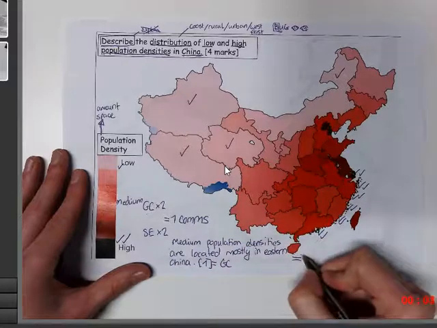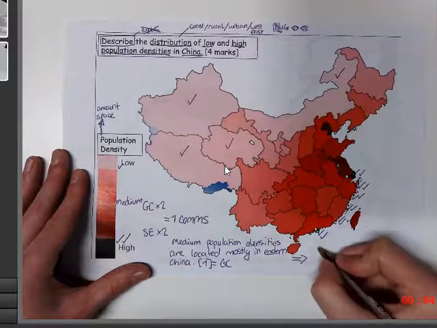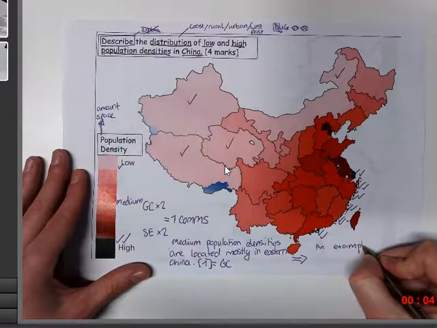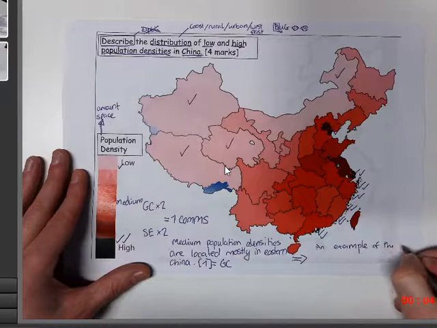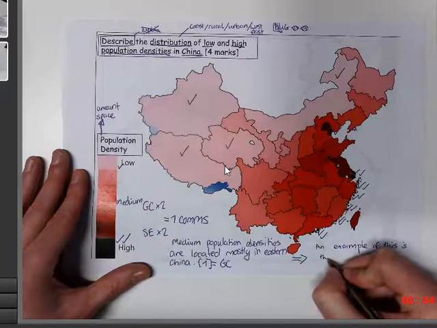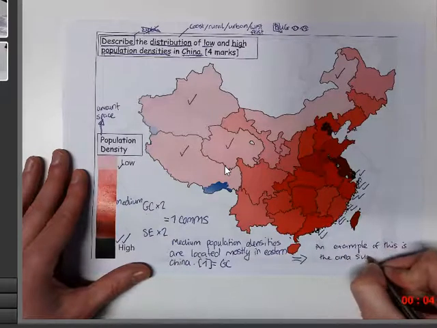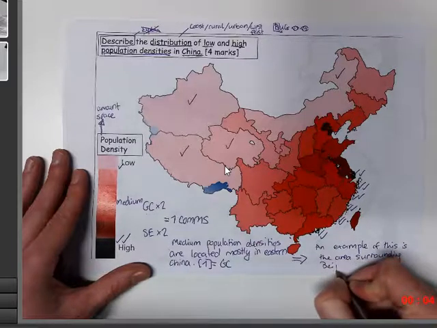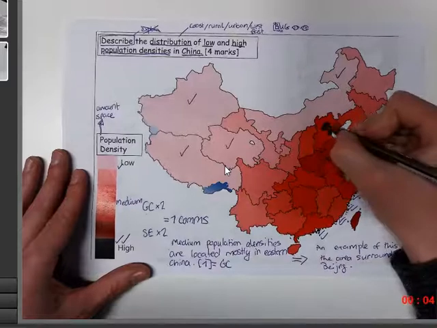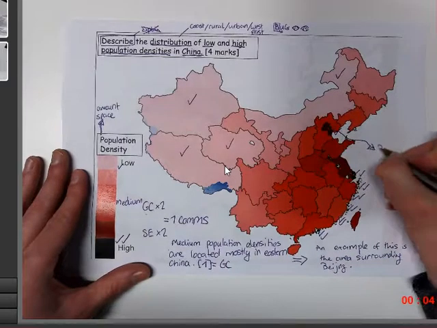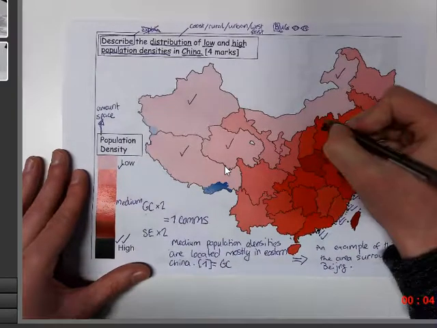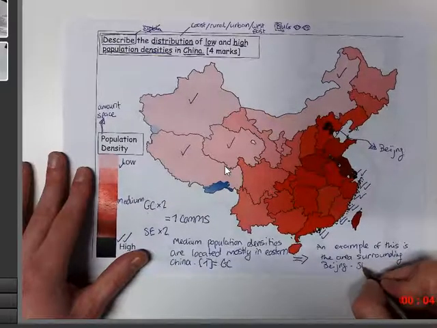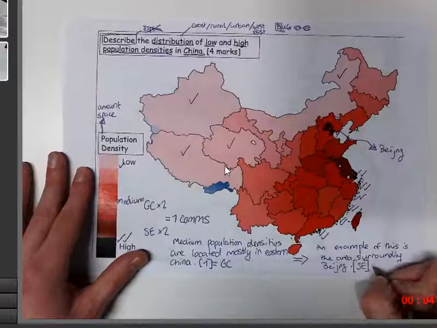Follow it up with your SE, and your SE is going to be an example of this. It is the area surrounding Beijing. And Beijing is over here. So you can see I've chosen the correct color because it's red. That area surrounding Beijing, it's a named place, it's a specific place, is going to give us 1 mark.